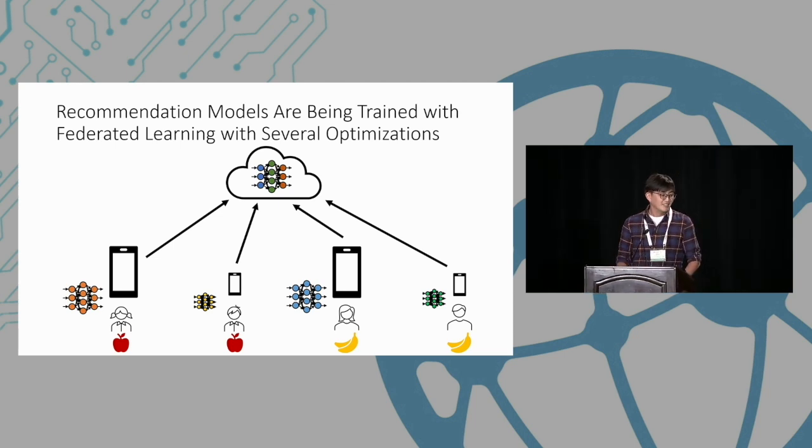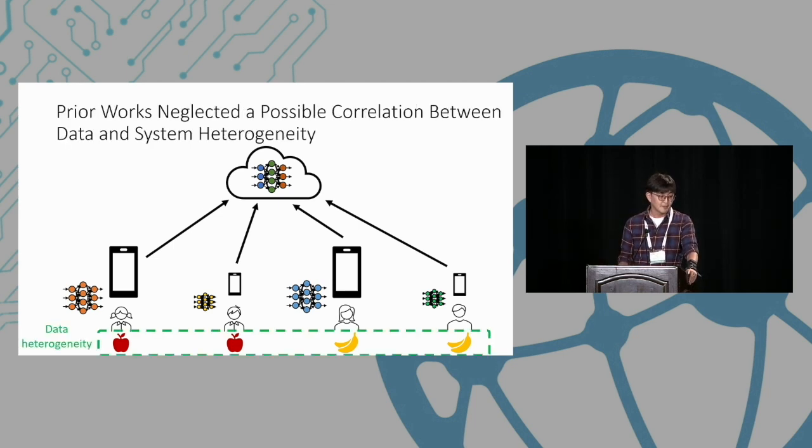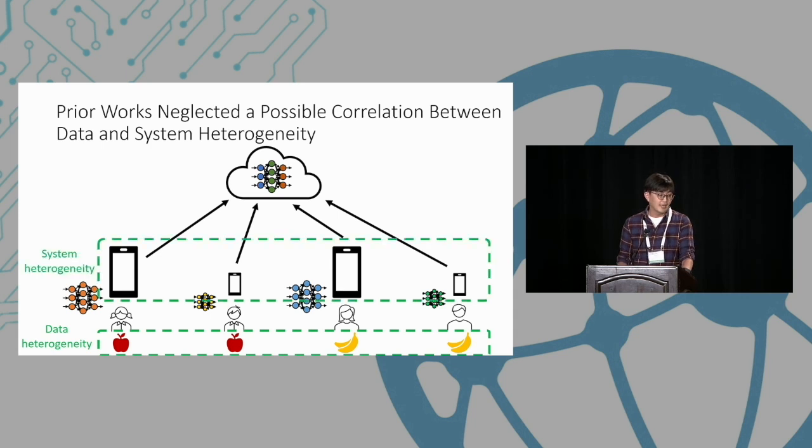Anyways, a brief one-minute introduction on what I'm going to talk about today. Recent studies increasingly started to look into training a recommendation model using federated learning to enhance user privacy. When training a model using federated learning, prior work extensively studied the effect of data heterogeneity and system heterogeneity. However, they failed to look into any potential correlation between the two, simply assuming that the two heterogeneities are independent of each other.